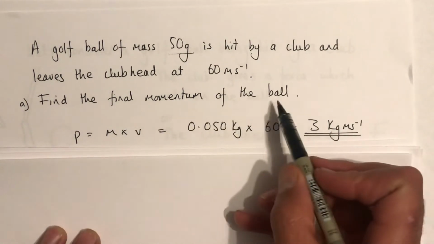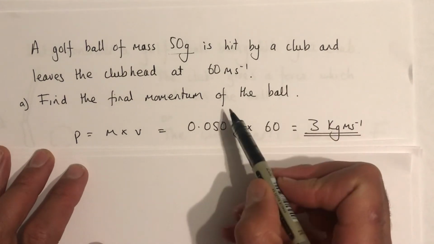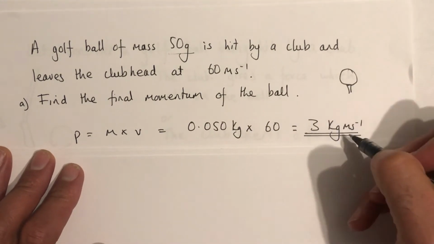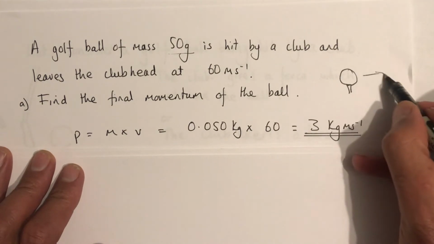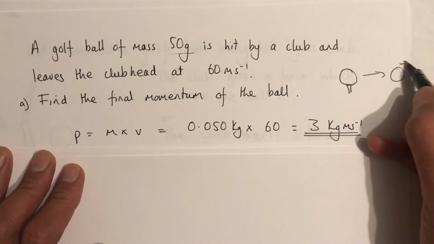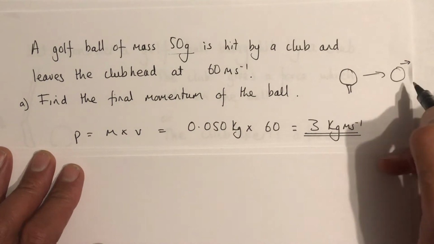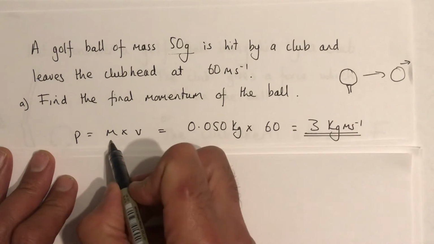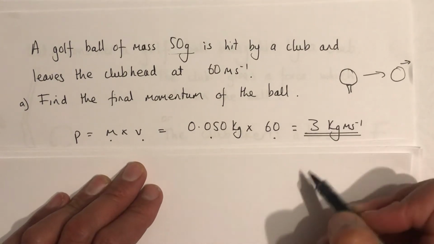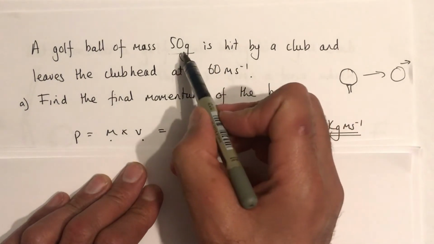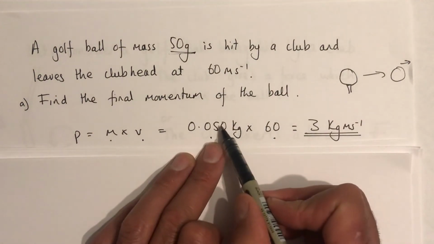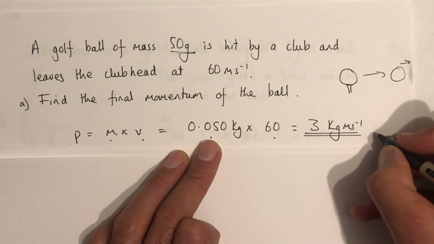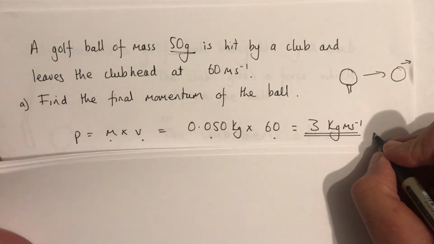So find the final momentum of the ball. When you hit the ball, initially the ball is at rest. So it's sat on the little tee, just like a golf ball. Whack. Then it moves off at speed, and at this point it's got velocity. Now, how much momentum does it have when it has that velocity? Answer: take the mass, multiply by the velocity, and you get the momentum. Now, take great care with your gram conversions. So 50 grams is 0.05 kilograms, and that gives me 3 kilogram meters per second of momentum in the ball.